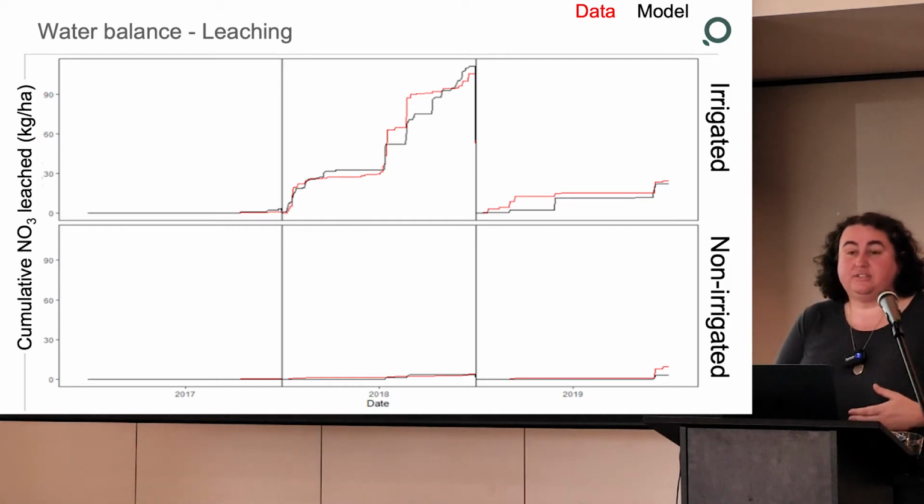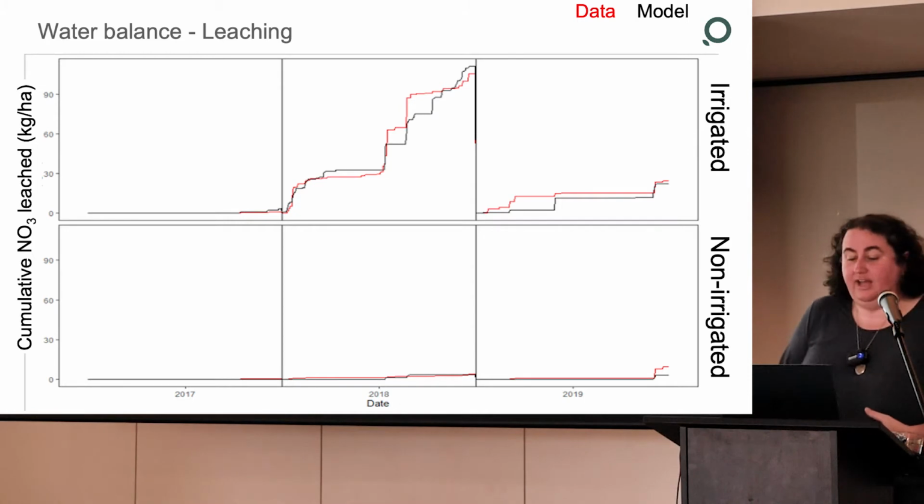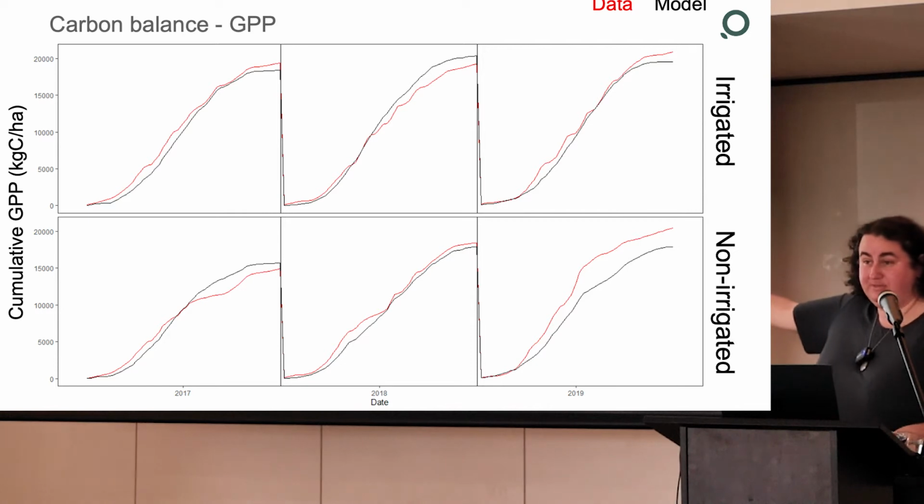And then lastly, going on to the carbon balance, this is looking at cumulative GPP. Again, top irrigated, lower non-irrigated, with the red being the data and the black being the model. And generally, we're getting it reasonably right, correct? The only place we substantially diverge is this lower panel here, and that will become important in a moment.